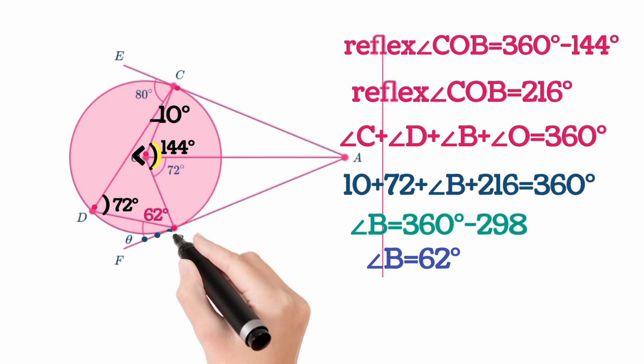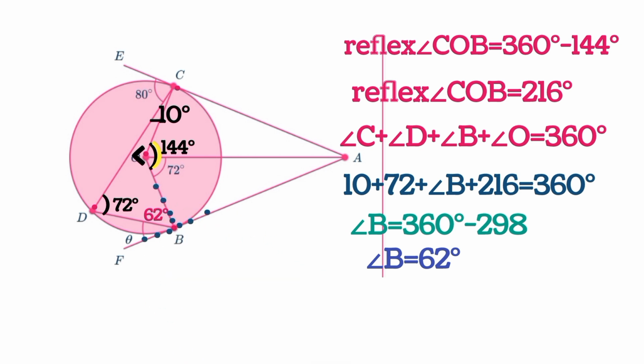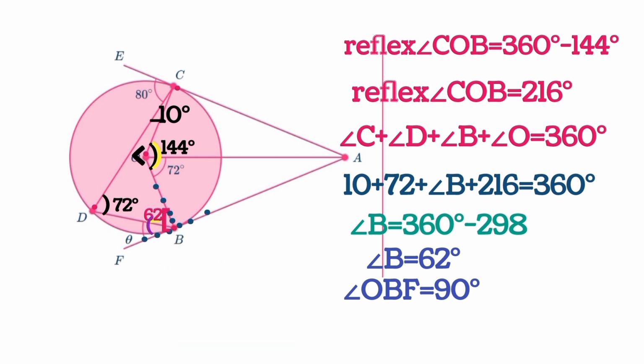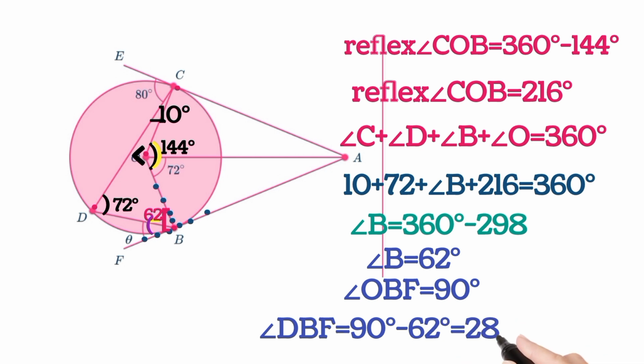Now OB is perpendicular to AF because the radius is perpendicular to the tangent. So this angle will be 90 degrees. That is angle OBF is equal to 90 degrees. Now this is 62 degrees. So this angle, which is angle DBF, is equal to 90 minus 62, that is 28 degrees. So this was asked in the question.